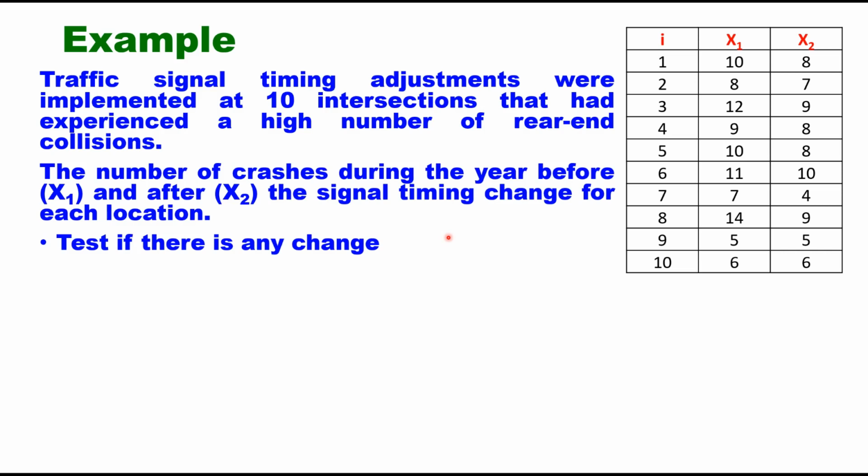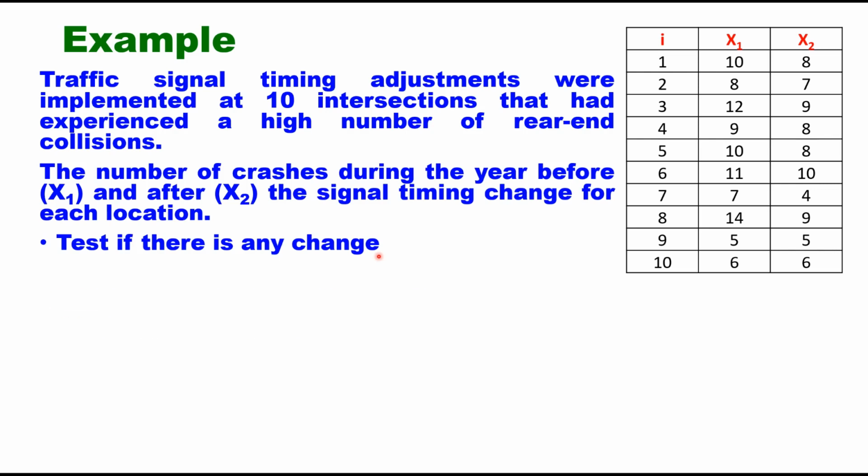Let me explain this test with the help of one example. Let us say there are 10 intersections in a city which are experiencing a high number of rear-end collisions. And to reduce these collisions, the signal timings were changed. And these are the crashes before and after implementation of the changed timings. X1 are before implementation and X2 are after implementation. So the question is whether there is any change in the number of crashes after timing adjustments.